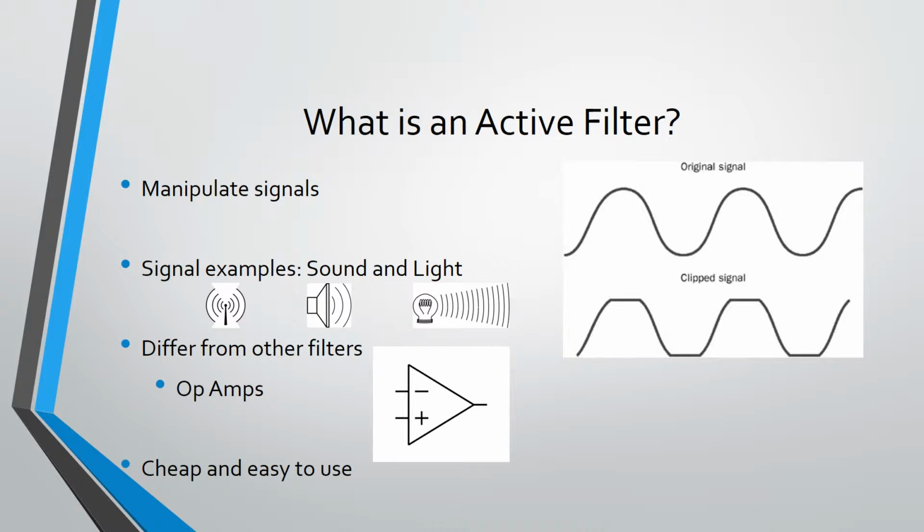A distinguishing attribute is that they are comprised of active components, such as op-amps, which give it the unique ability to amplify or dampen. They are also often the cheapest and easiest to create and use.